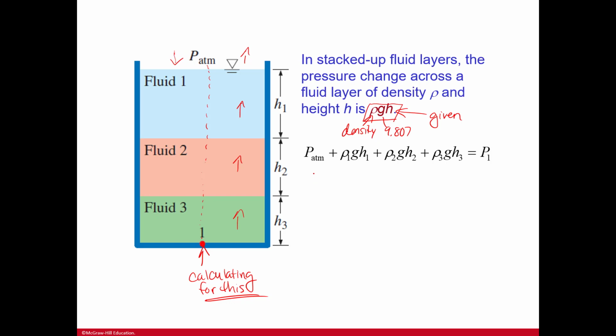So you have the atmospheric pressure, and then you need to add in all of the items for fluid 1, which is its density, the gravitational constant, and the height. It's just the sum of all of these. You need the same thing for fluid 2, the density of that fluid, because it's a different density, the same gravitational constant, and the height that's given. And then the same for fluid 3: its density, the gravitational constant, and its height. That's going to equal the pressure at 1.